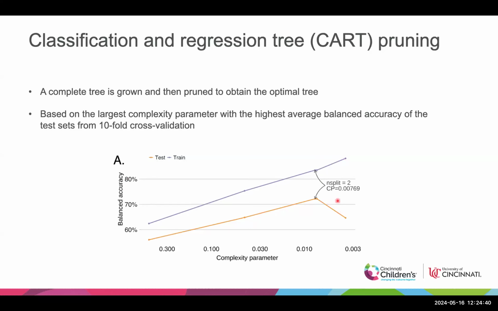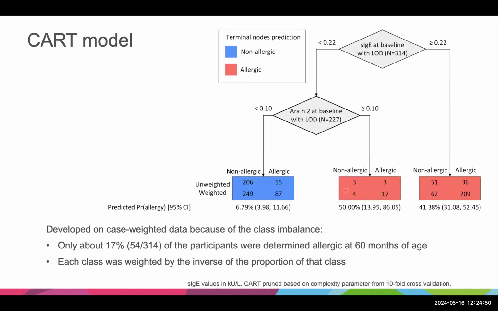So we determined the complexity parameter corresponding to 2 splits as the best tree, with the best balanced accuracy weighted against the test and training set. This is the tree that we received out of this. The first split happens at peanut-specific IgE. We didn't write it here, but SIgE stands for peanut-specific IgE at baseline with a limit of detection adjustment greater or equal 0.22. Then the infants are categorized into this node here.